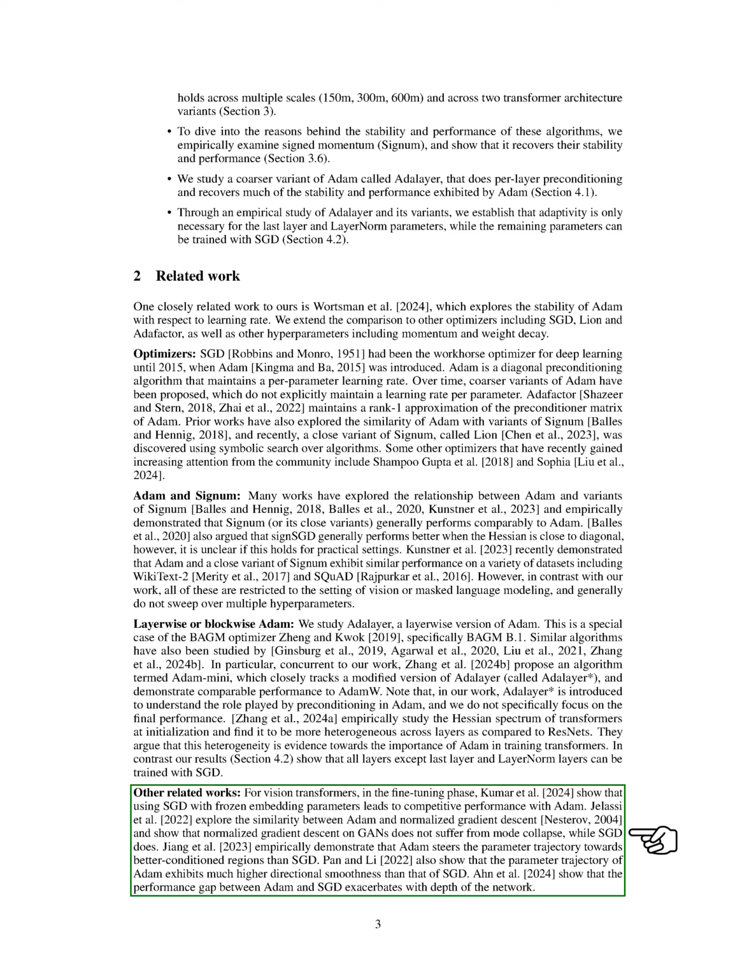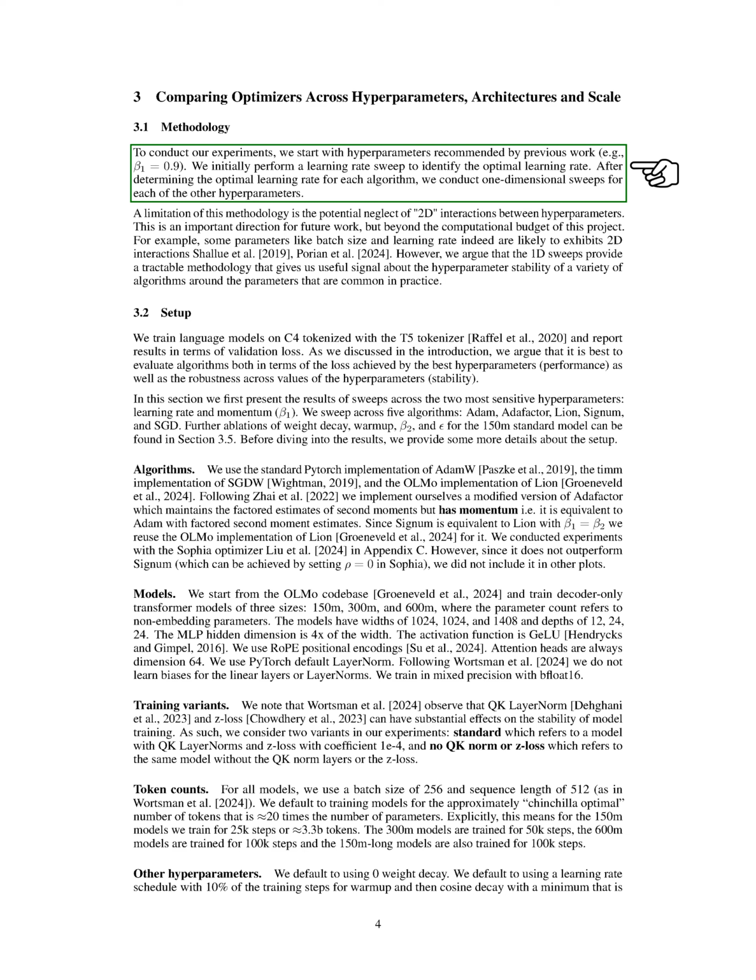Section: Comparing optimizers across hyperparameters, architectures, and scale. In this section, we begin our experiments by using hyperparameters suggested by previous studies, such as setting beta_1 equals 0.9. We start by finding the best learning rate through a learning rate sweep for each algorithm. Once we determine the optimal learning rate, we then conduct sweeps for the other hyperparameters one at a time.